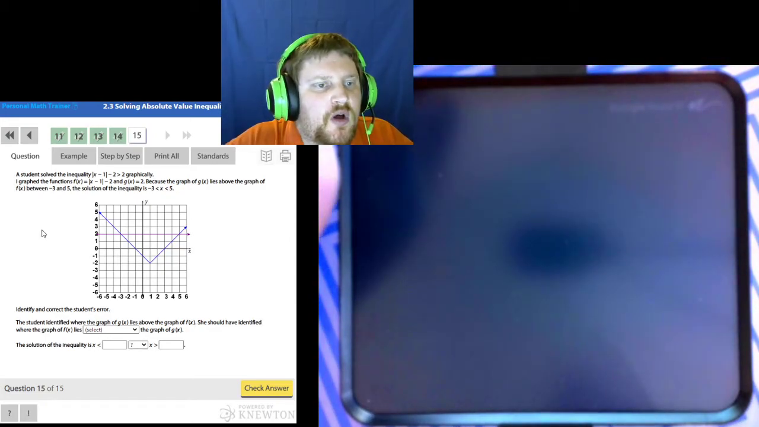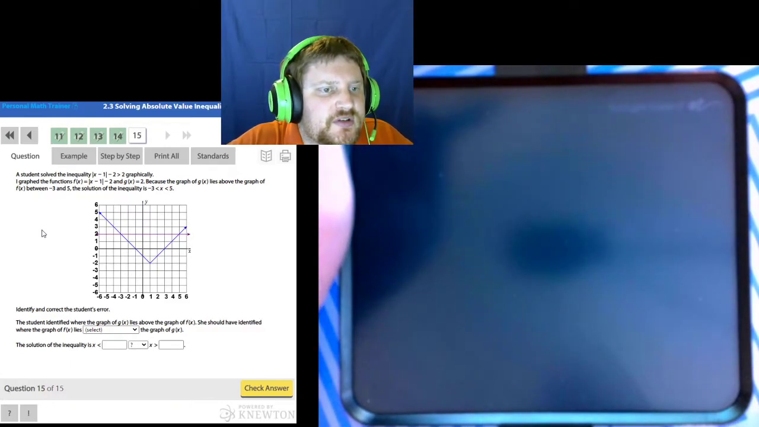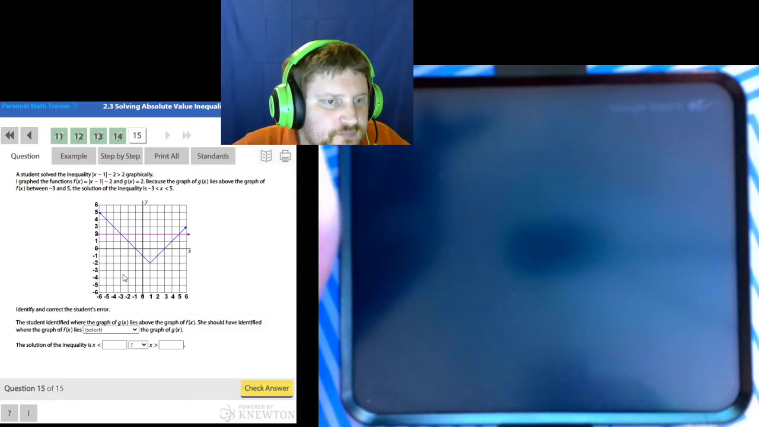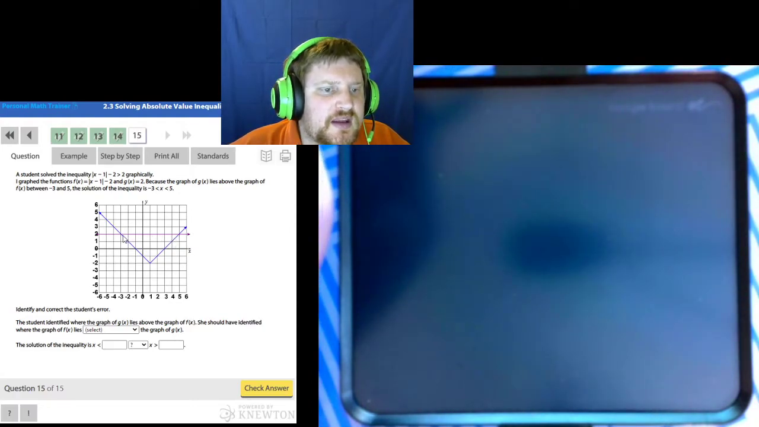A student solved the inequality graphically, and the student says, I graph the functions f of x equals the absolute value of x minus 1 minus 2, and g of x equals 2, because the graph of g of x lies above the graph of f of x between negative 3 and 5. The solution of the inequality is between negative 3 and 5. Identify and correct the student's error.